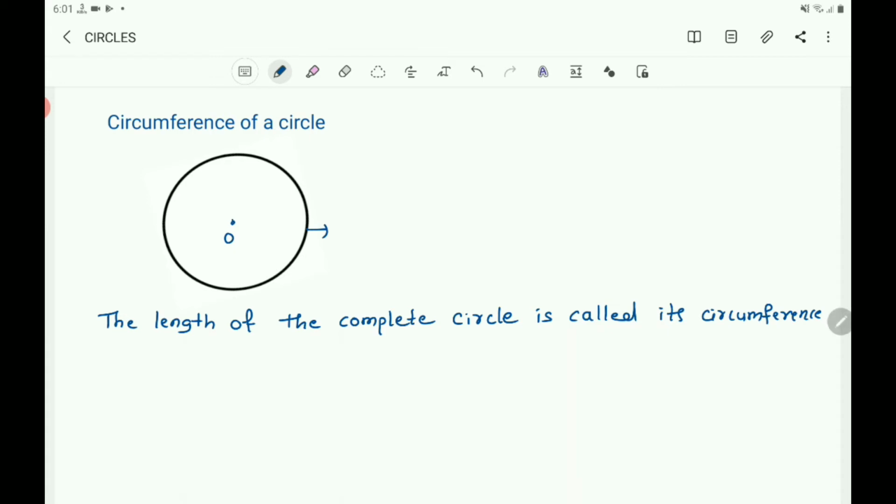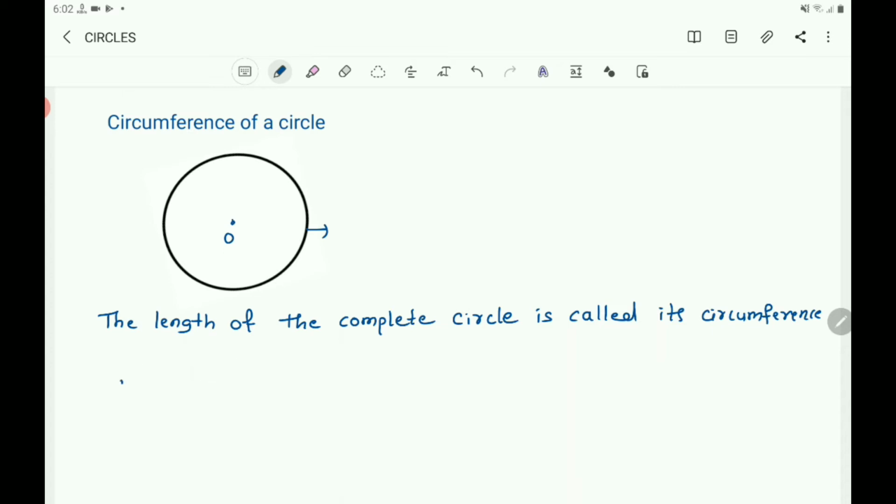So if you denote it P or C, P is the perimeter and C is the circumference. Both are the same here. So what is the formula to find the circumference of a circle? That is 2 into pi into r. The formula is C equals 2 into pi into r.